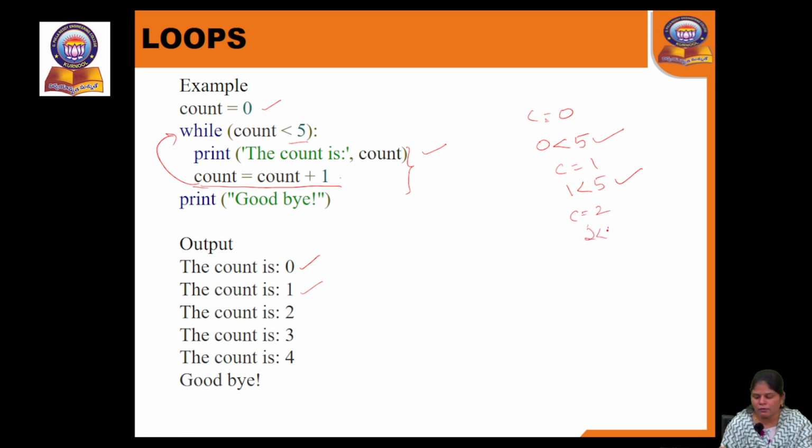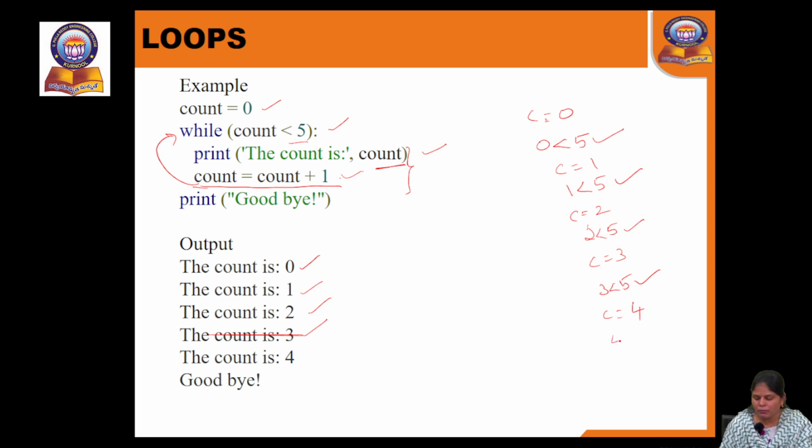So 2 less than 5, the condition is true. So it goes back and, as the condition is true, it enters into the suite and the count is 2 will be printed. Now within the suite, the next statement is count equal to count plus 1, so here we will be getting count equal to 3. Again it checks the condition 3 less than 5, the condition is true, so it enters into the loop. The first statement in the loop is printing the count value, so it will print the count is 3. Now the count value is incremented again, so the count will become 4.